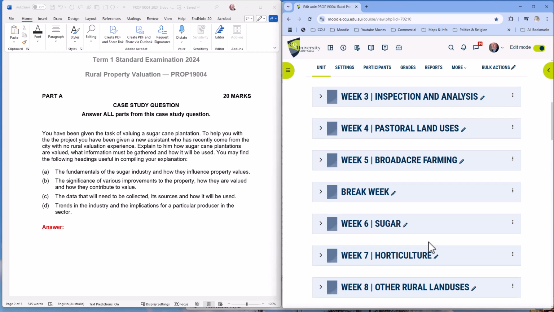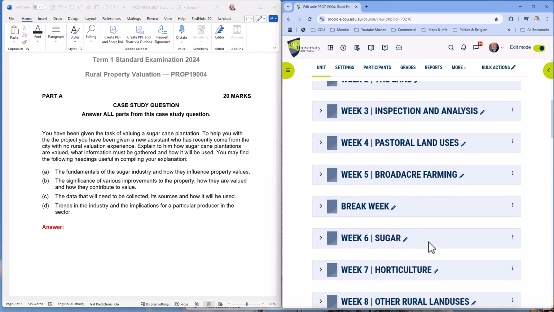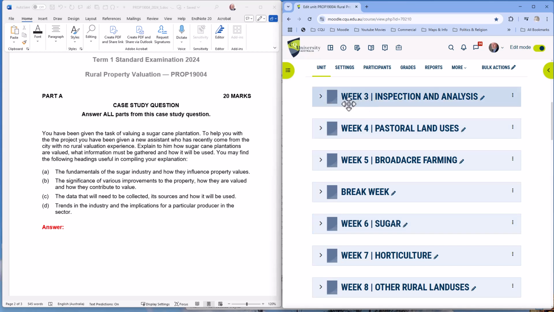Then we have the valuation topics. We really did that, first of all, in week 3, where we introduced the idea of how to do a rural valuation, the particular requirements for inspection, and the general form of the report. Keeping in mind that the most important thing to learn about rural valuation is that rural property is a specialised income producing property. If you keep that in mind, you're already halfway there.